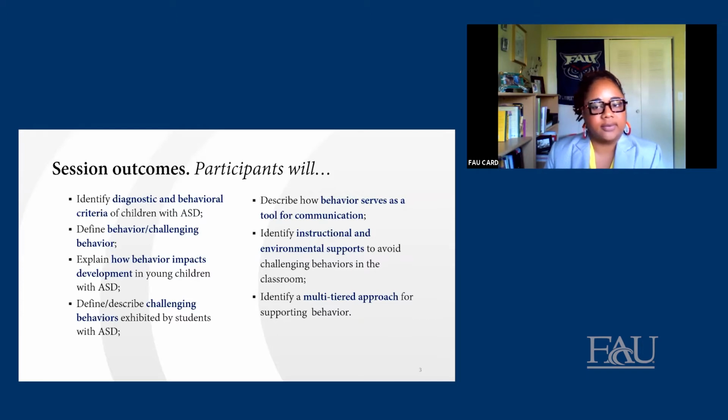You will identify instructional and environmental supports to avoid these challenging behaviors in the classroom. And then last, I will introduce you to the idea of a multi-tiered approach for supporting behavior.